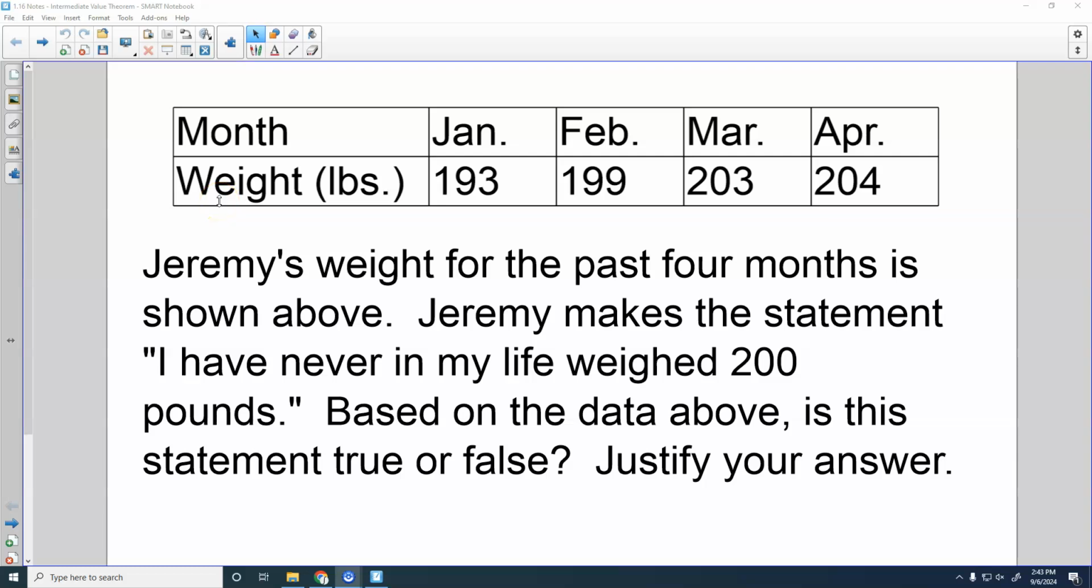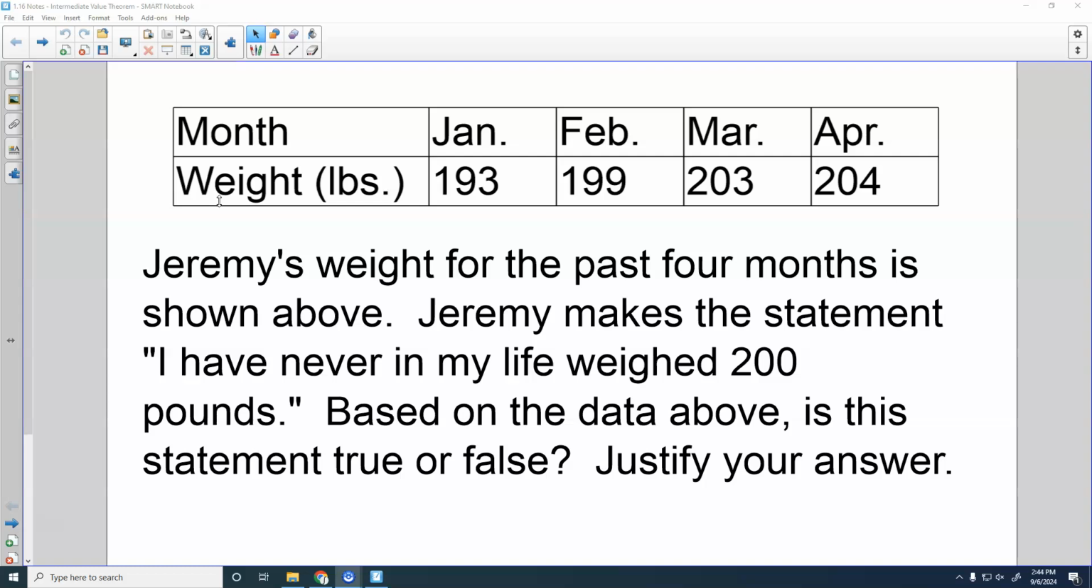Here's an idea. Jeremy's weight for the past 4 months is shown above. Jeremy makes the statement, "I have never weighed 200 pounds." Based on the data above, is this statement true or false? False. Okay, why would you say this is false? Because in March and April, he weighed 203 and 204.